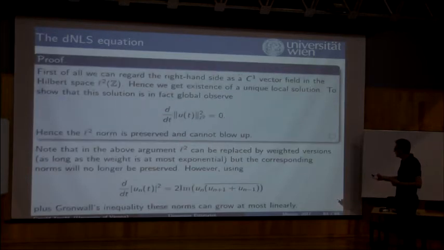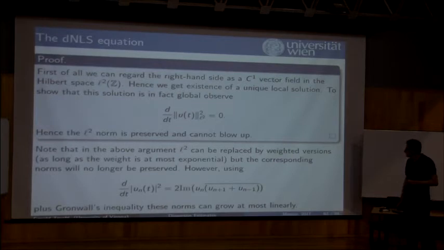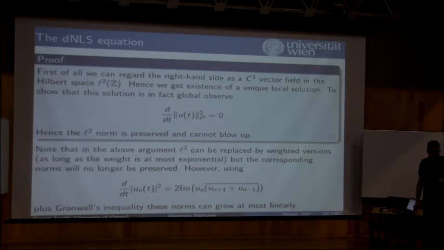Here I've just shown you the L2 norm as a conserved quantity. There are more conserved quantities, but they have this sign, and then it depends on the sign whether this gives you good estimates on your solution or not. So for one sign, things are fine. For the other sign, things go bad.